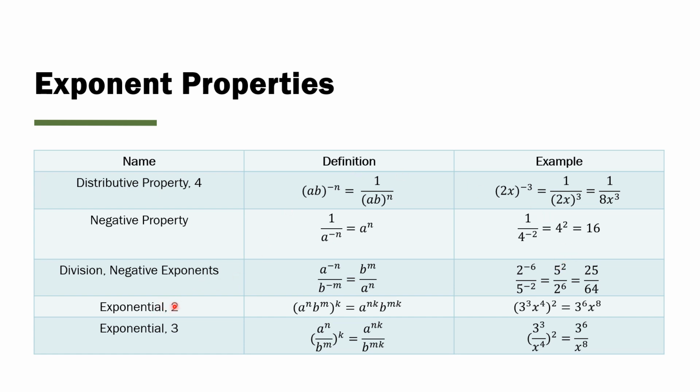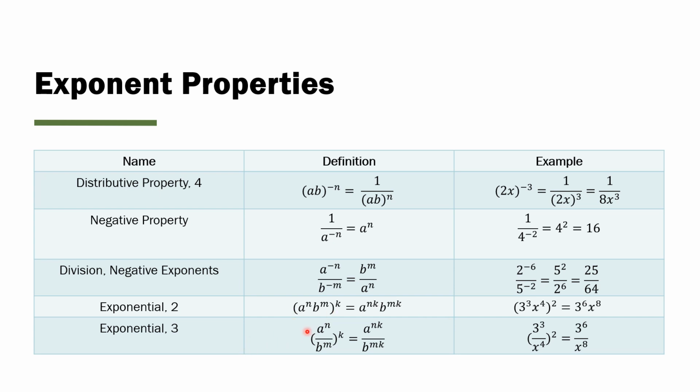Now again, this exponential property, this k exponential will distribute with a and b. So this function becomes a to the power of n times k times b to the power of m times k. So if I have 3 to the power of 3 times x to the power of 4 in parentheses, raised to the power of 2, this 2 will distribute to 3 to the power of 3 to get 3 times 2 in the exponent. So we get 3 to the power of 6. This 2 will also distribute to the 4 to get x to the power of 4 times 2 to get x to the power of 8.